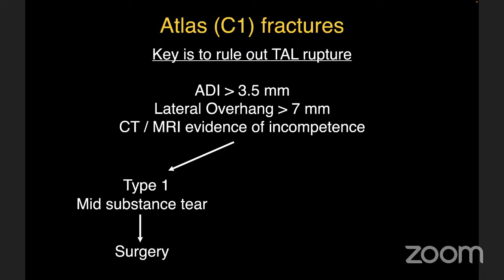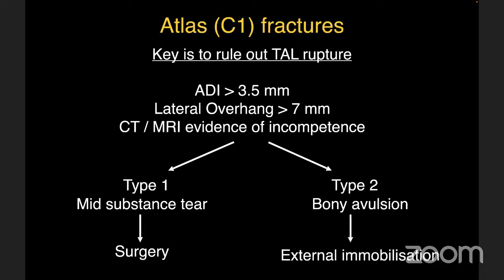And type 2 injuries are bony avulsion injuries. They usually settle down and stabilize with external immobilization, such as a halo or a Miami J collar. However, if you are not able to diagnose, then it is okay to keep suspected type 1 injuries also in external immobilization and wait and watch for 2 to 3 months.